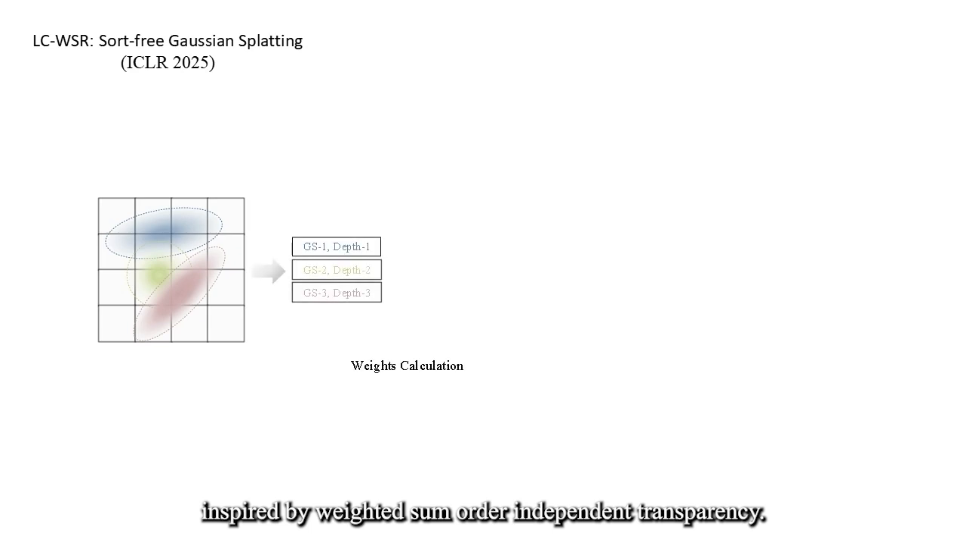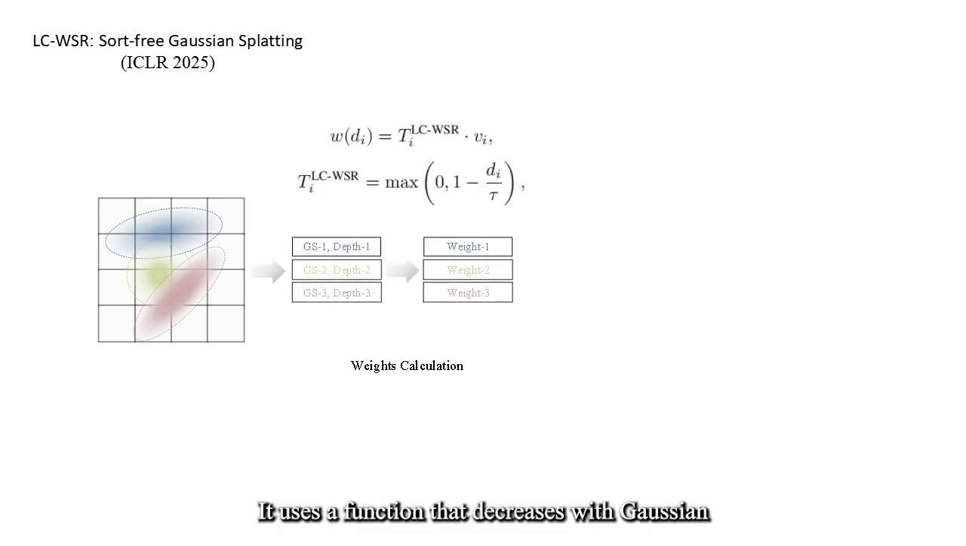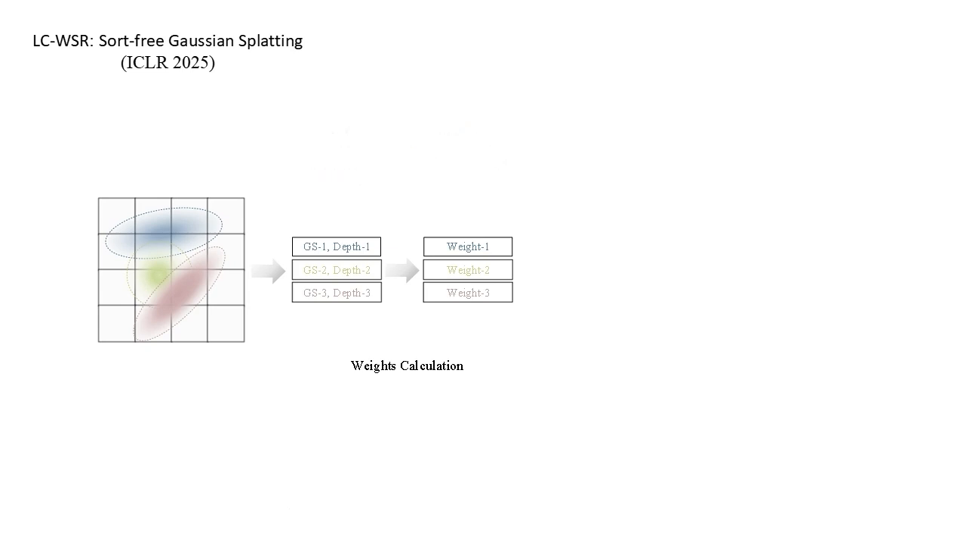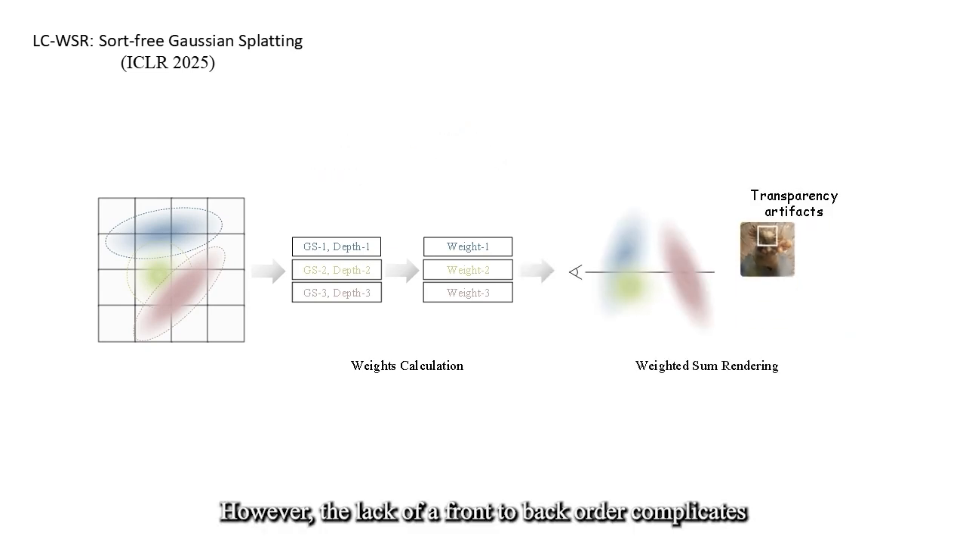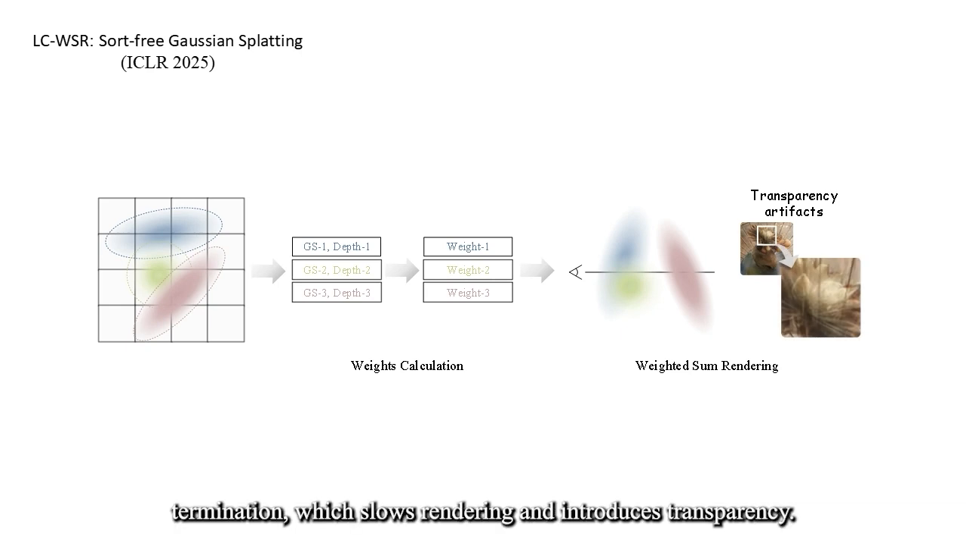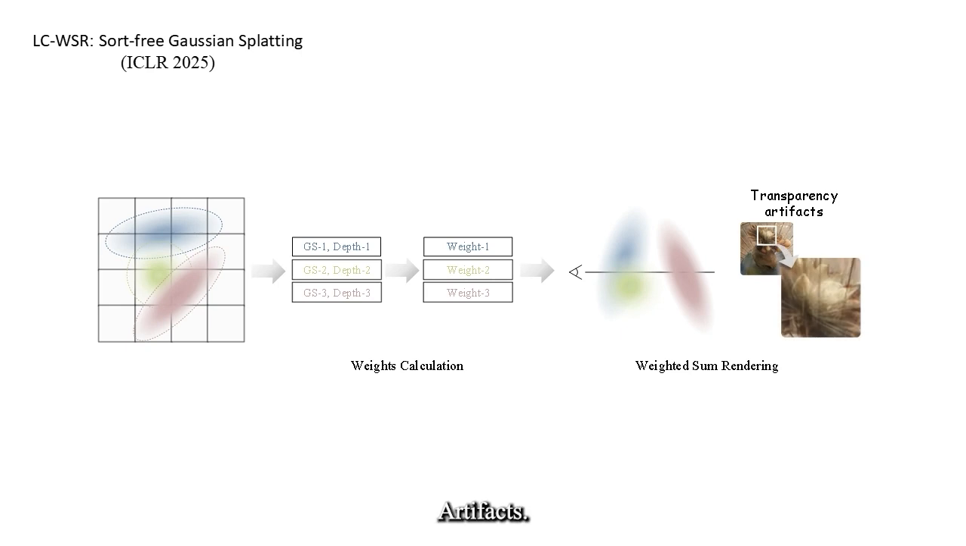Sort-free Gaussian splatting offers a novel rendering method, inspired by weighted sum order-independent transparency. It uses a function that decreases with Gaussian depth to simulate original transmittance. However, the lack of a front-to-back order complicates termination, which slows rendering and introduces transparency artifacts.